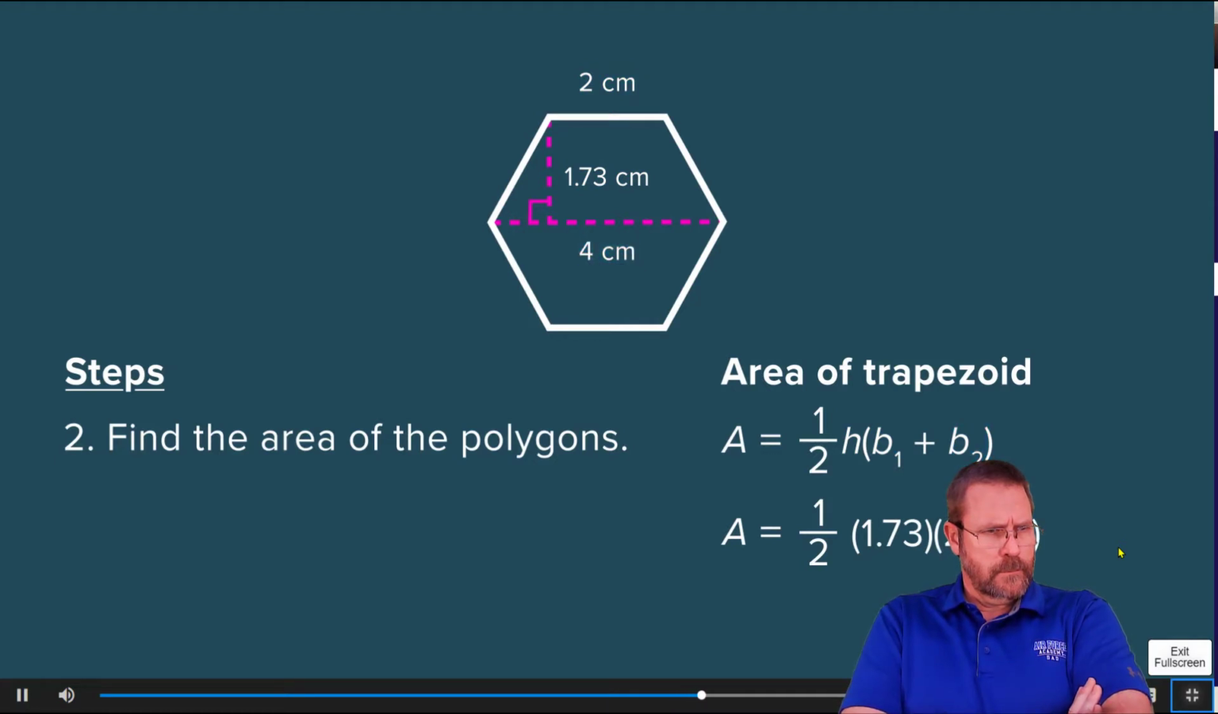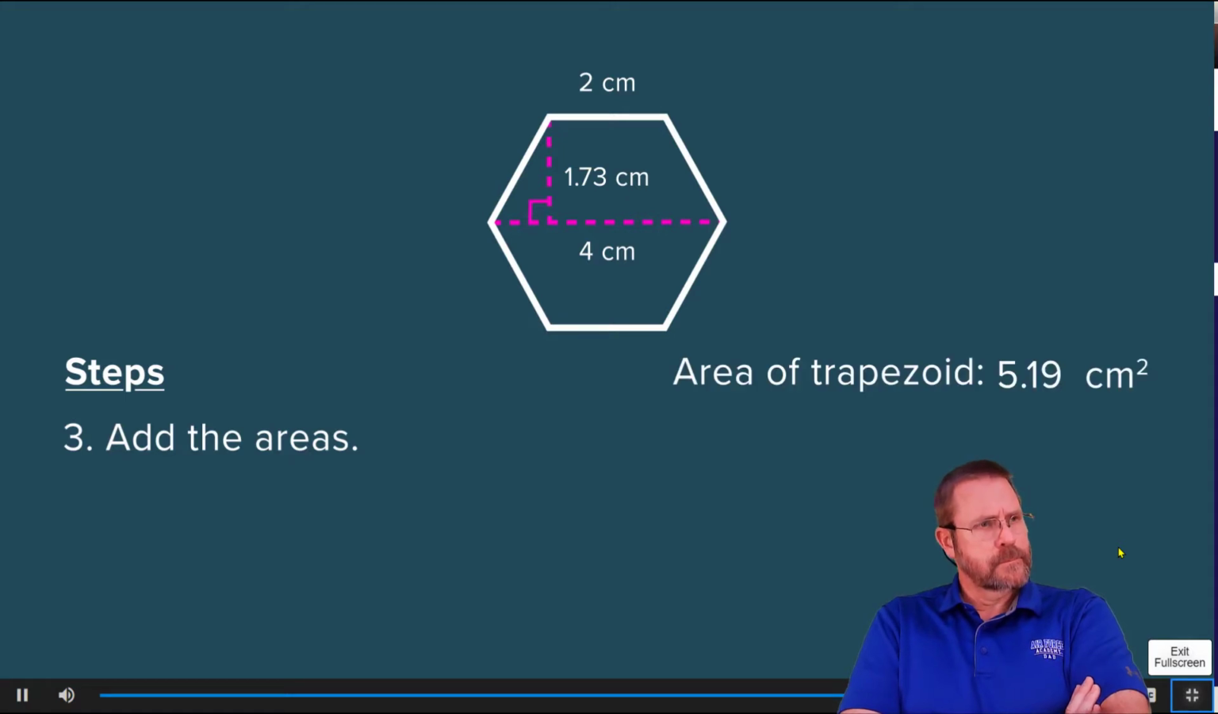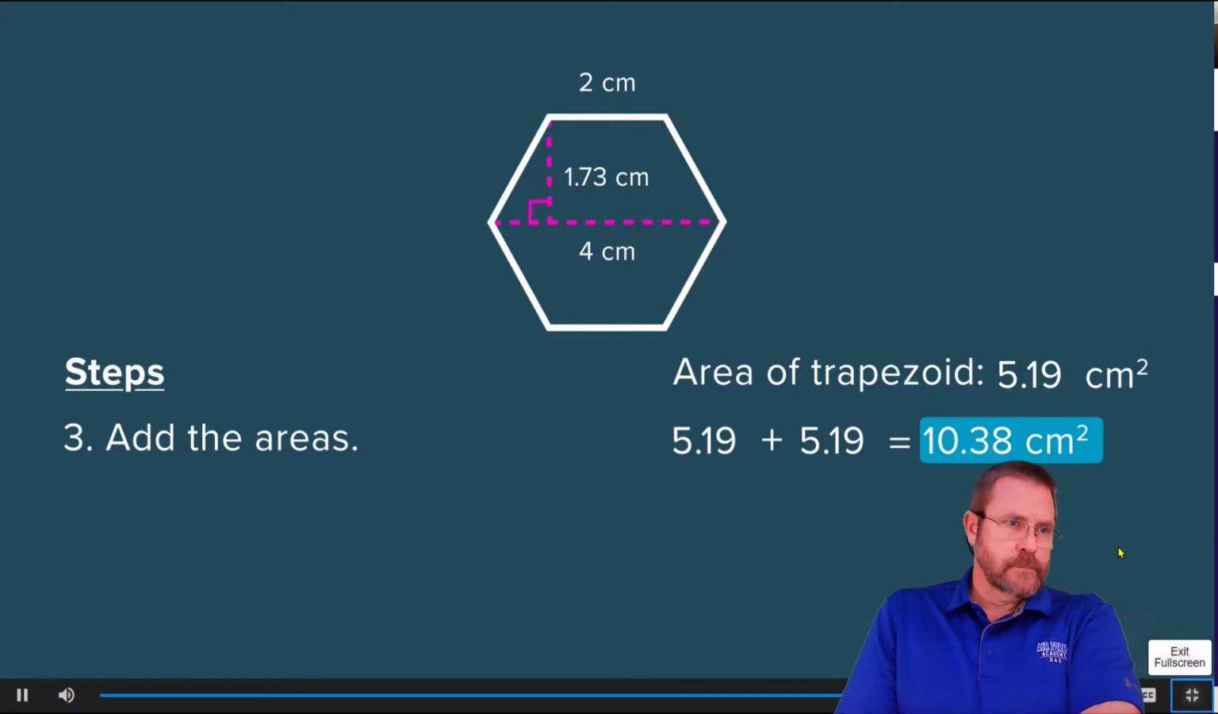The area of the trapezoid is 5 19/100 square centimeters. The 2 trapezoids are congruent, so the areas are the same. Finally, you can find the hexagon's area by adding the area of the polygons that make up the hexagon. Because the trapezoids are congruent, the areas are equal. So, the area of the hexagon is 10 38/100 square centimeters.